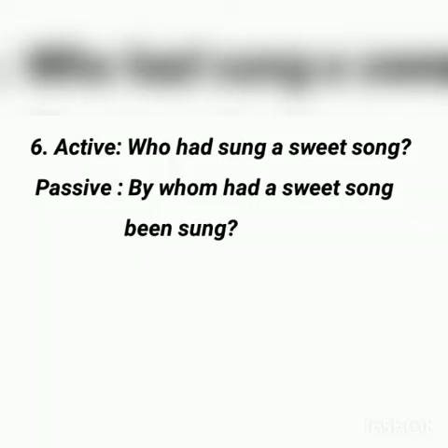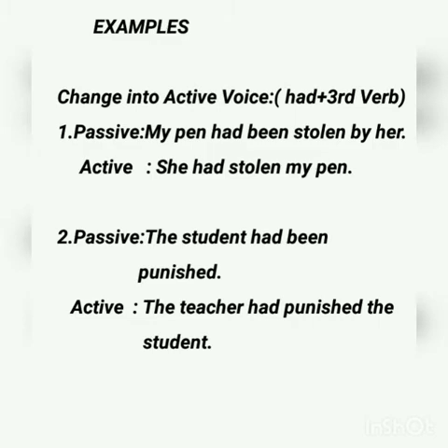Number 6, active. Who had sung a sweet song? The question begins with the interrogative word who. Remember that who will change into by whom in the passive voice. So let's try to change into passive voice now. By whom had, take down the object a sweet song, been sung. By whom had a sweet song been sung? We have just learned how to change active into passive voice.